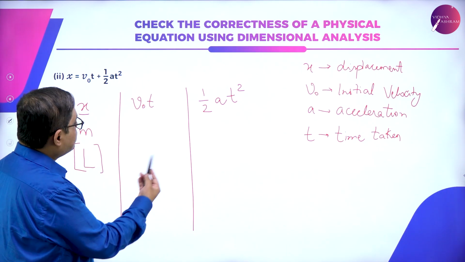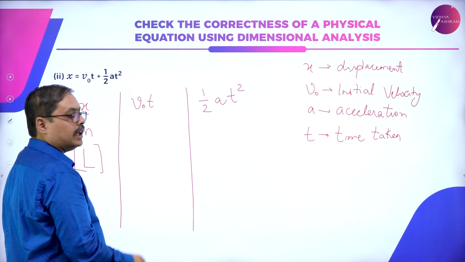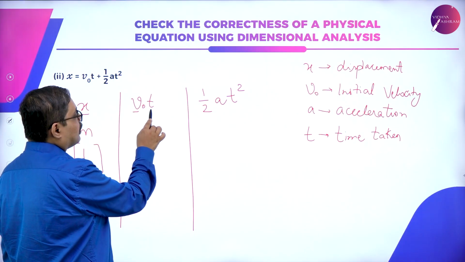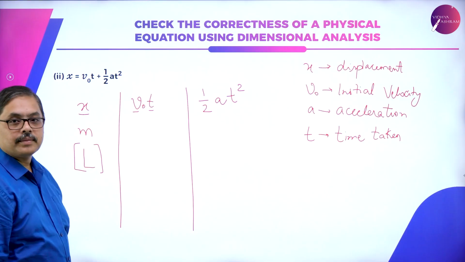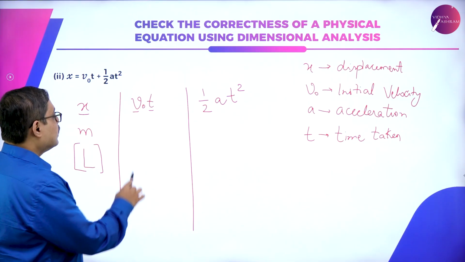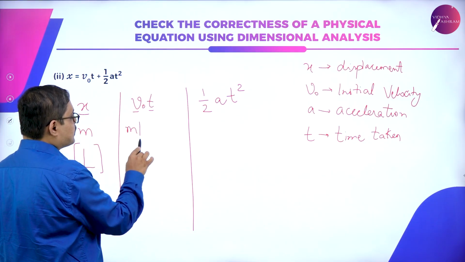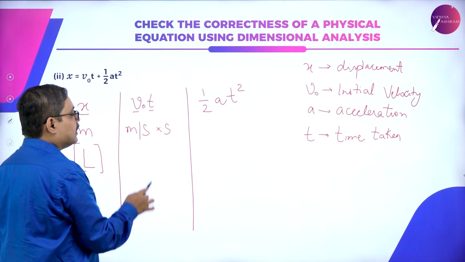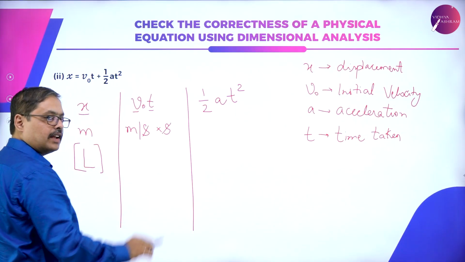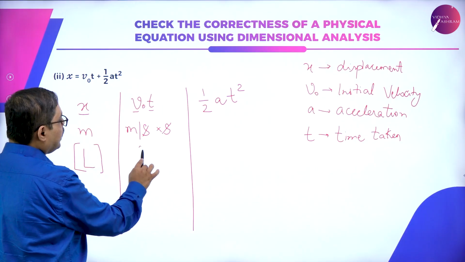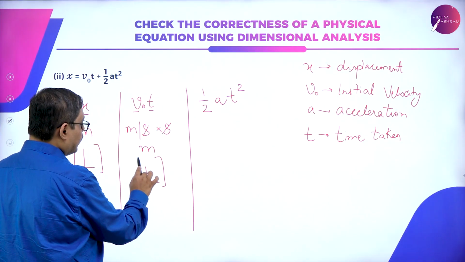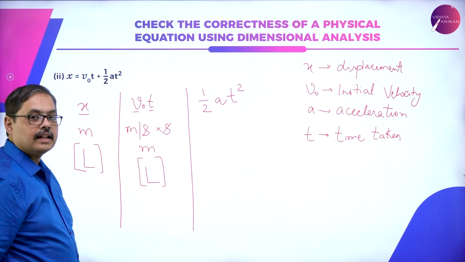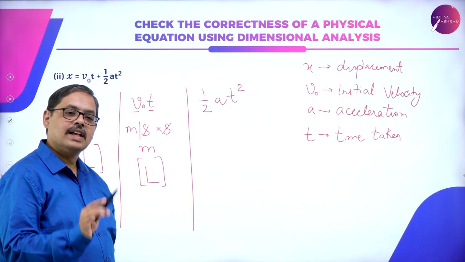Let us move on to the next terminology, which is v naught t. v naught is the initial velocity and t is the time taken. For velocity, the unit is meter per second, into time, the unit is second. So the second and second get cancelled off, you are left with meter. The dimension for meter is L.